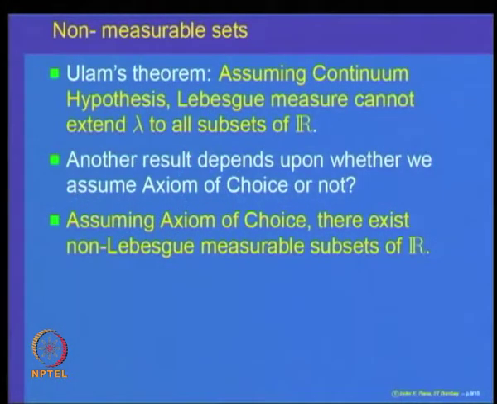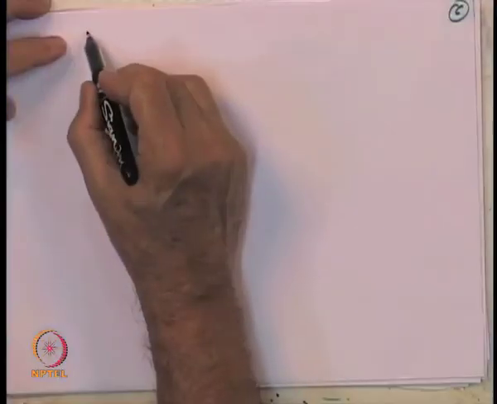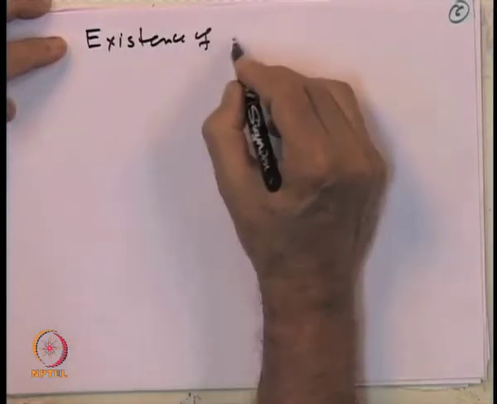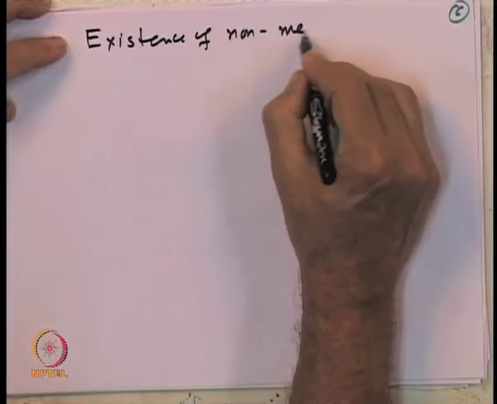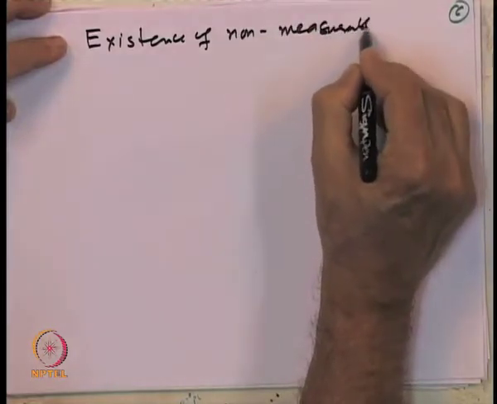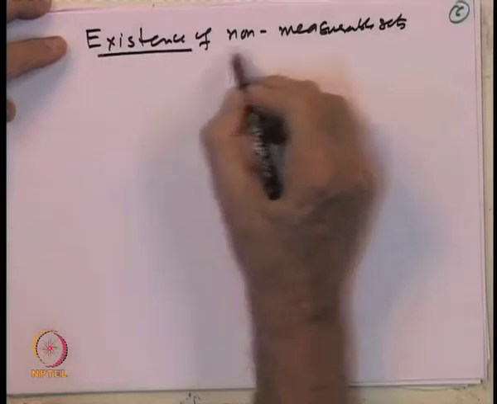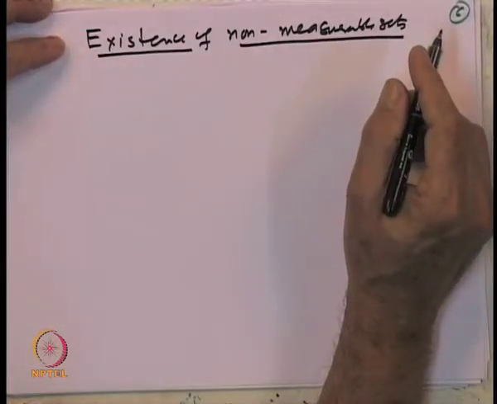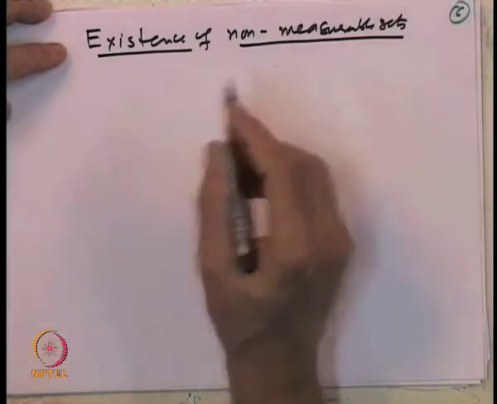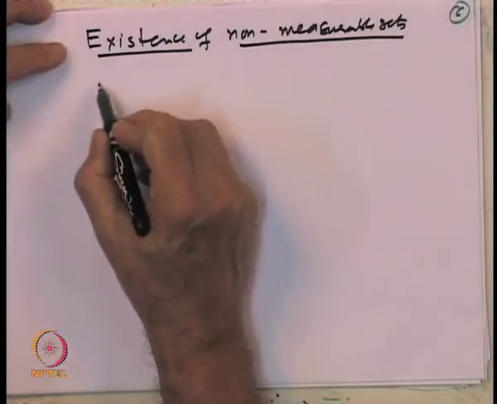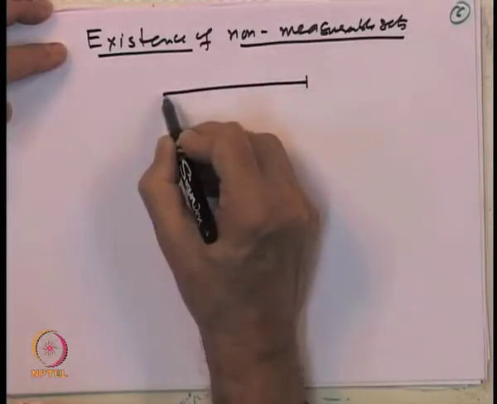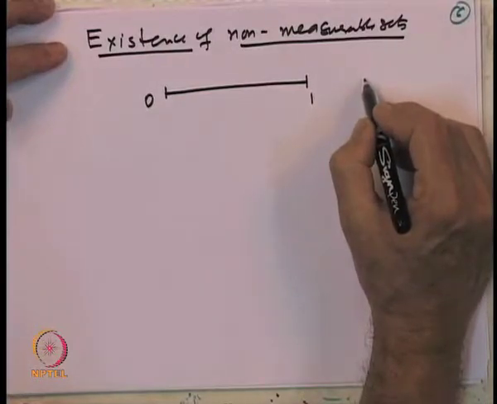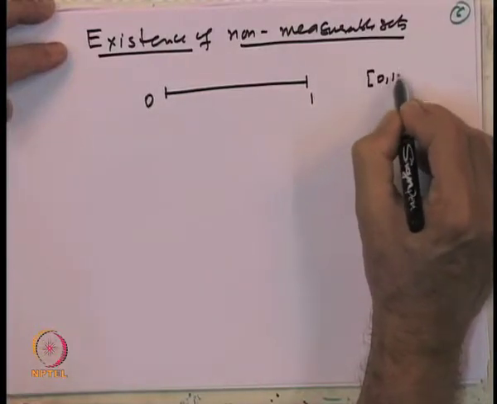So, let us start. What we are discussing is the existence of non-measurable sets. We want to construct a subset of the real line which is not Lebesgue measurable. To start with, consider once again the interval 0 to 1. So, this is the interval 0 to 1.